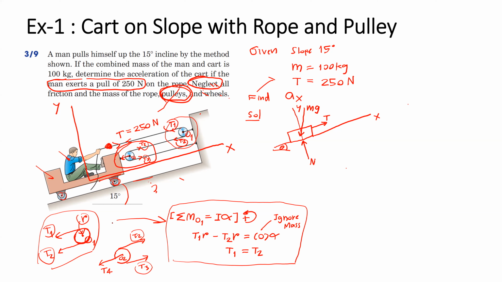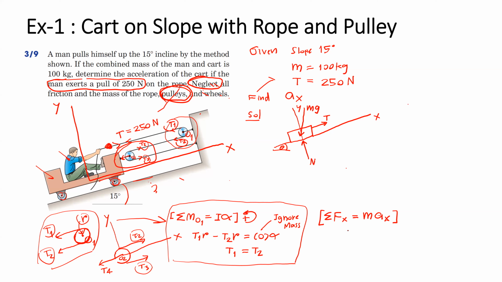But if we consider the direction X and Y of the pulley, and if we do the summation of force in the X direction of the pulley, it needs to equal the mass of the pulley multiplied by the acceleration of the pulley.